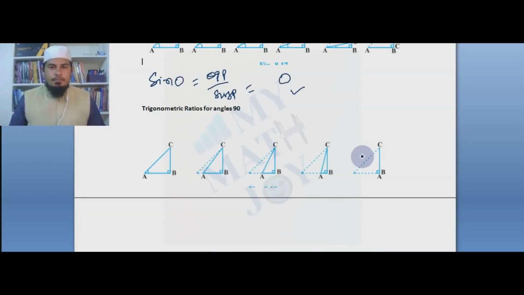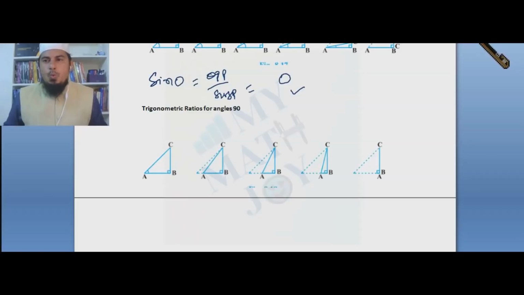Therefore when the adjacent side is gone, according to the trigonometric ratios, wherever adjacent is there, you can substitute 0 value there, and you can get trigonometric ratios. Let us make all the trigonometric ratio values which we got from the geometrical simulation part. Let us tabulate it and remember.